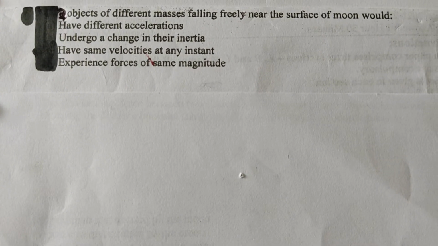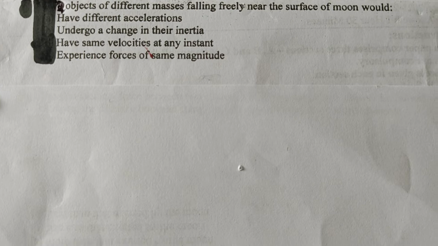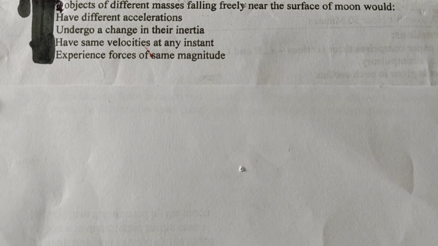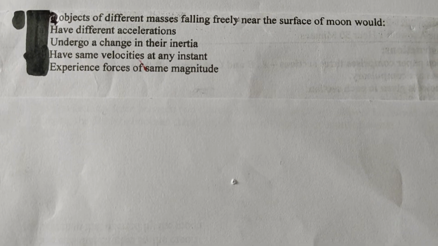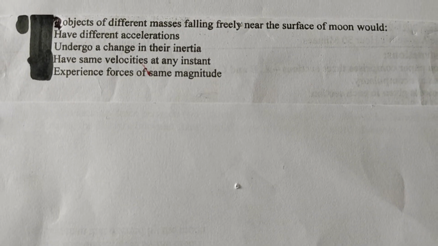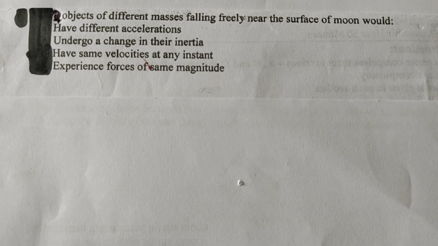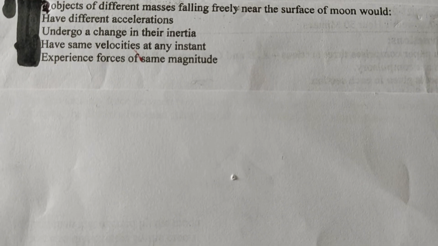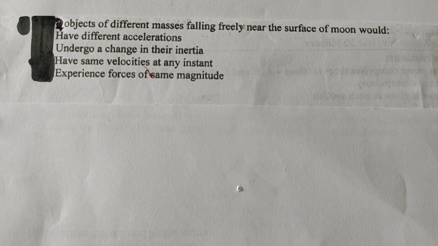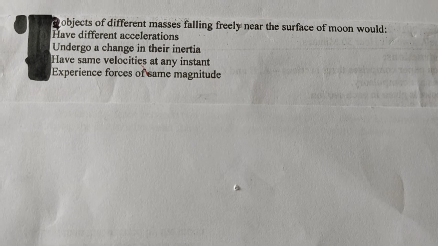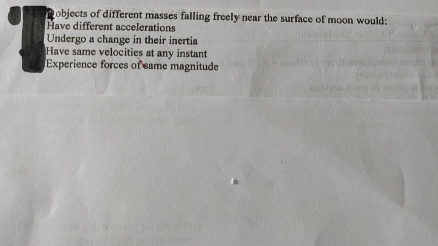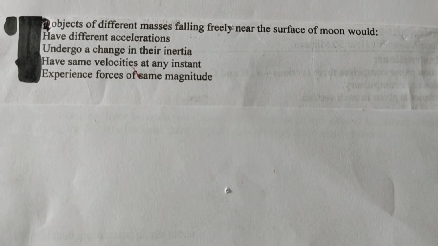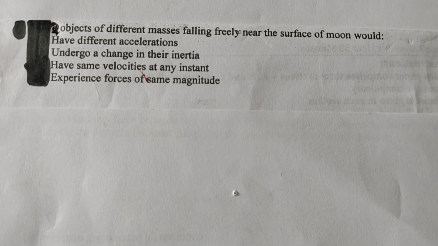The first MCQ for today is: two objects of different masses falling freely near the surface of the moon would, and there are four options here: have different accelerations, undergo a change in their inertia, have same velocities at any instant, experience forces of same magnitude. If you look at the first option, have different accelerations.